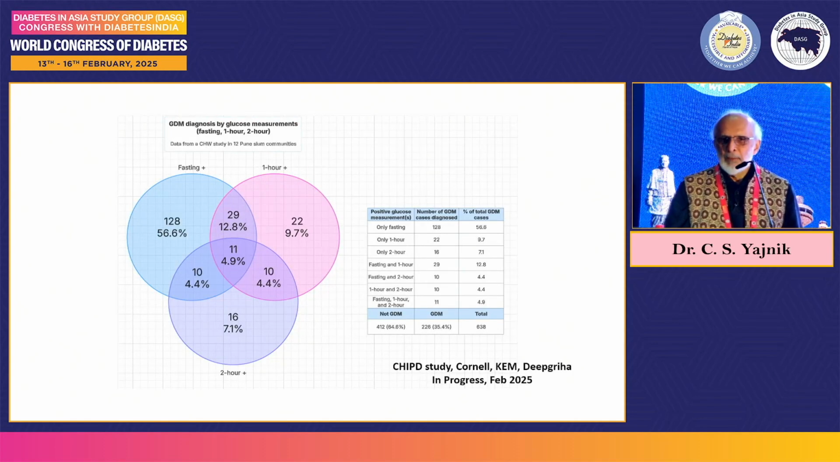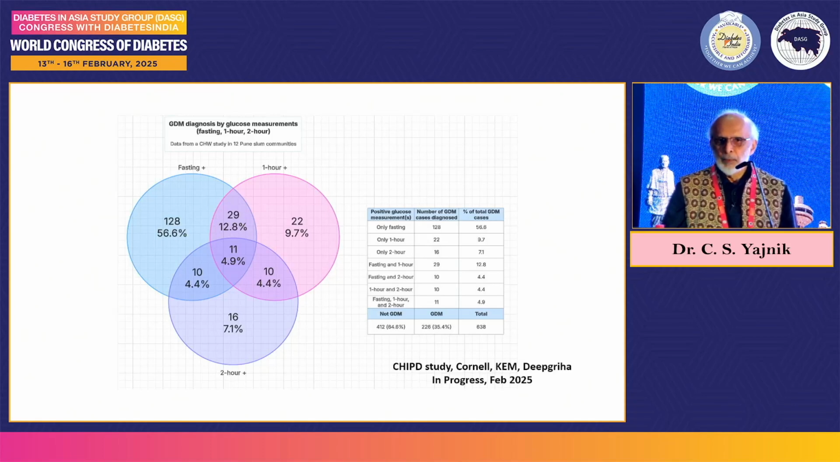This is a study we are currently doing in the slums in Pune in collaboration with Cornell University from New York. In the first 700 GTTs, amazingly we found 35% in the Pune slums to have GDM by IADPSG criteria. And where did this come from? 75% of abnormal GTTs were from fasting glucose and only the remaining from the 1 and 2 hour.